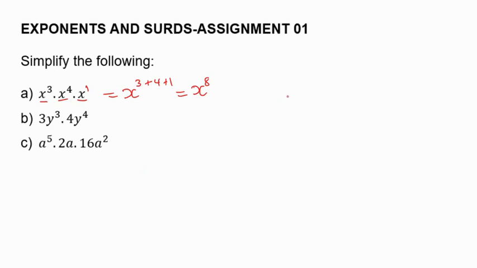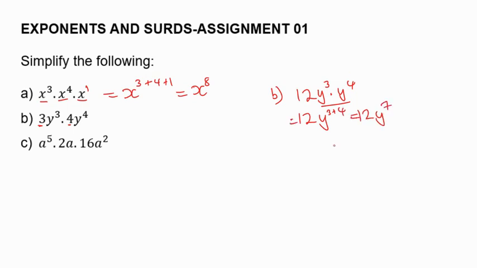And then b, let me write b here. We are going to multiply 3 and 4 first. So it becomes 12. And then we have y to the power 3 times y to the power 4. Now these are powers with the same base, so we can add the exponents. So it's 12 times y to the power 3 plus 4, which is equal to 12 times y to the power 7.